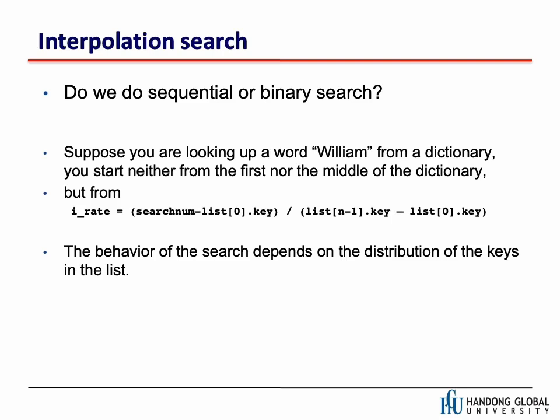So we can calculate the ratio in this way: search number minus the first key, divided by the last key minus the first key. The last key minus the first key defines the range of these keys. And search num minus the first key means the distance between the first key and the search number, the target number. So this ratio defines the relative location of the target number. The behavior of the search depends on the distribution of the keys in the list.